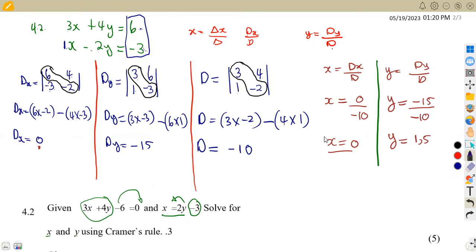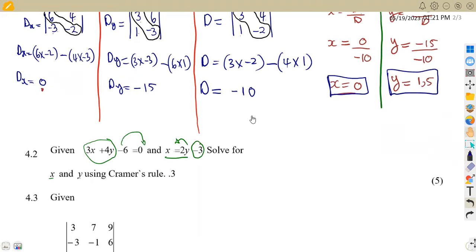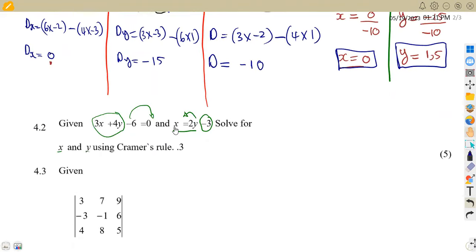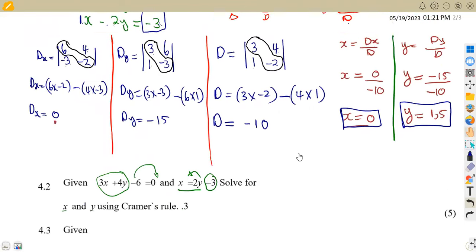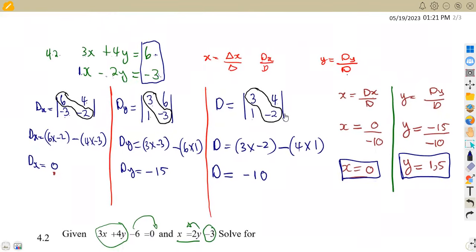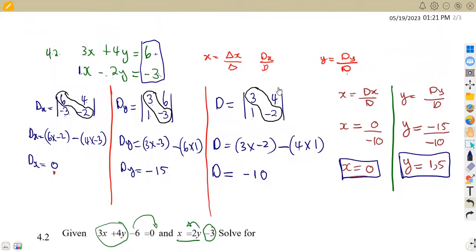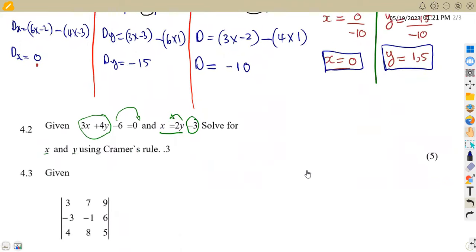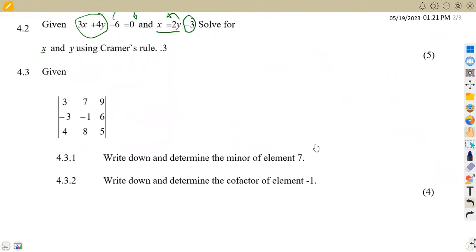Okay, so now we have got the values of x. So if you are to substitute these values of x from any equation, it must balance with the other part. If you substitute from the left-hand side, we must have what is on the right-hand side. If you substitute on the right-hand side also. So that is how you can prove to see if the values of x are truly the ones that are needed. All right, so that's our question 4.2 in this case, using the Cramer's rule.